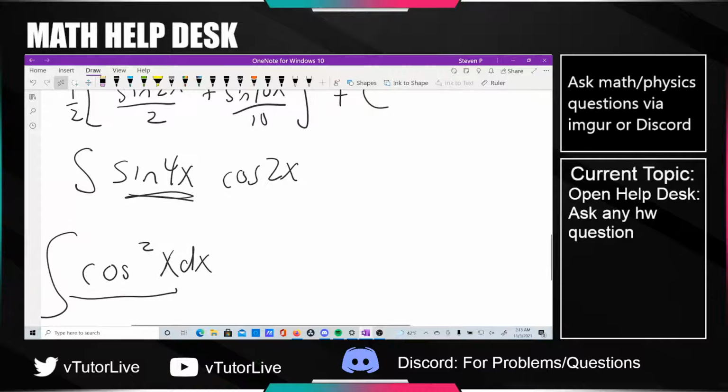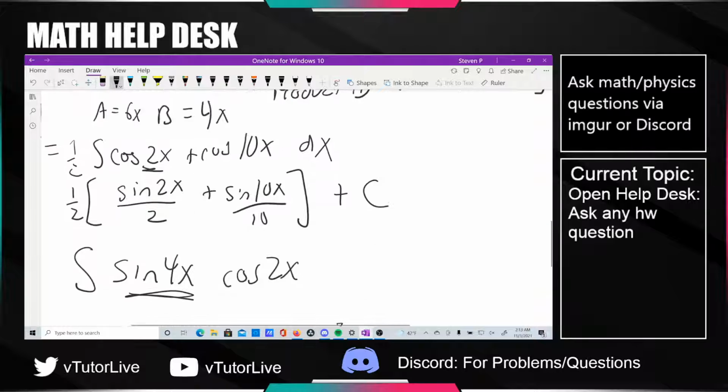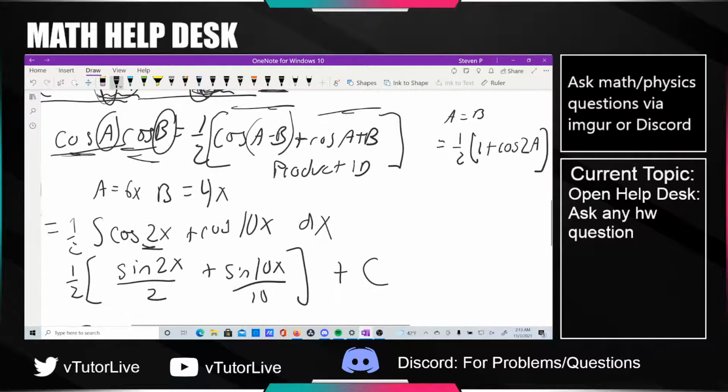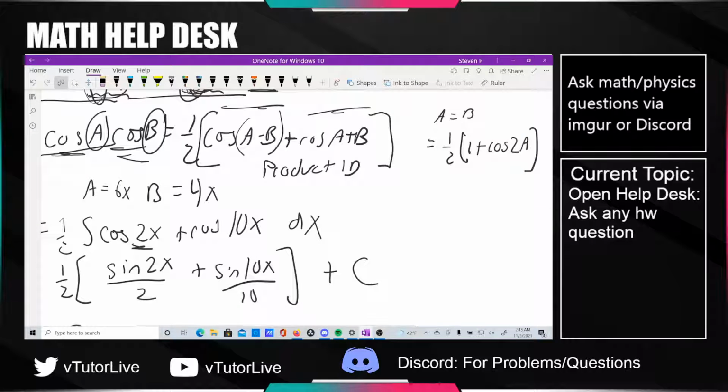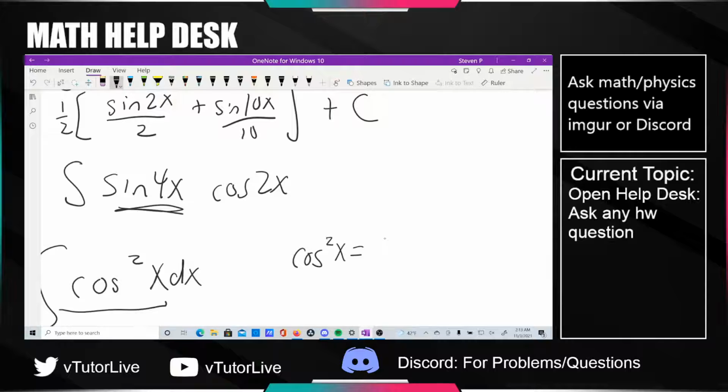And I think just rewriting that, if I'm not mistaken, cosine squared of x is equal to 1/2, 1 plus, I might have made a sign error, but hopefully not, 1/2, 1 plus cosine of 2x over 2.